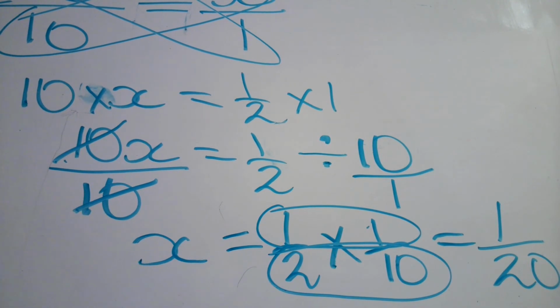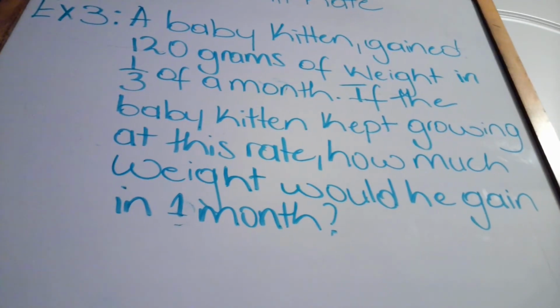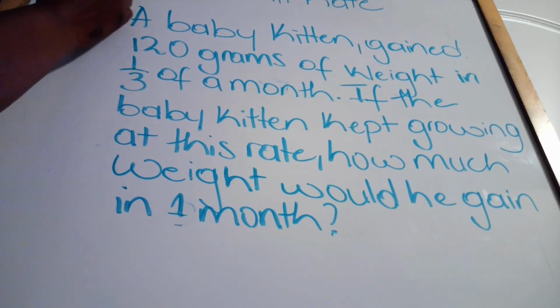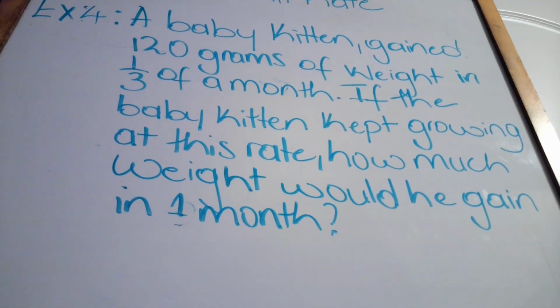Any of the methods we use is the same procedure. Same answer, same result. Alright, this is the final example that I'll be doing. This is example 4, and then I'll stop for this one. A baby kitten gained 120 grams of weight in 1/3 of a month. If the baby kitten kept growing at this rate, how much weight would he gain in 1 month?